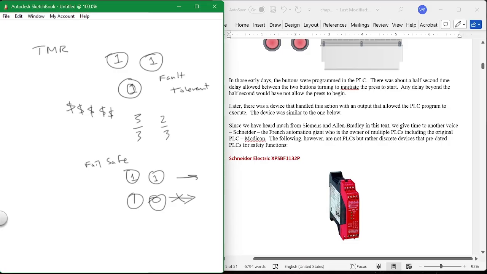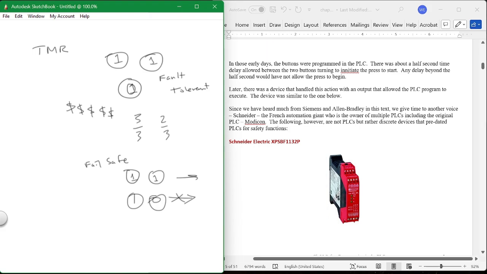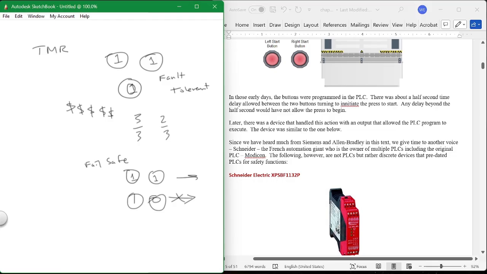And this is the Schneider version of it. Siemens has a version of it. Allen Bradley has a version of it. These are discrete component fail-safe products, okay? Now this is what we had to use after we couldn't use this anymore, but before we had PLCs that were safe, all right? I programmed these and I programmed these, but I never programmed after that 2003 thing.